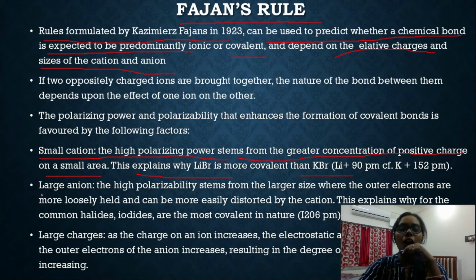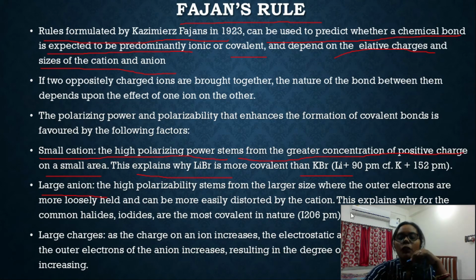Okay. Now, if the size of the anion is large, what will happen? For a large anion, the electrons are loosely bound. That means the electrons can easily distort towards the positive ion. That means the bonding character will preferably be covalent. So if the anion is large, polarizability will be higher and the covalent character of the bond will be higher.